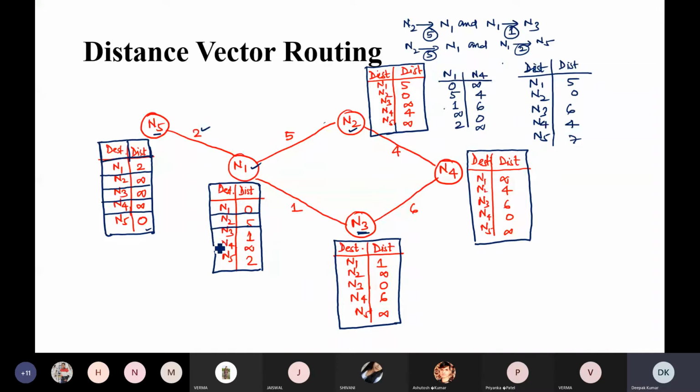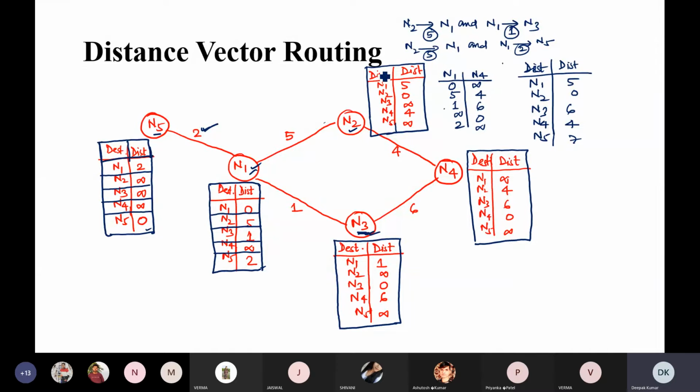Next, N1 to N3. N1 here, N3 is here. N1 to N3 is directly connected nodes, so the weight is known and it is 1. Next is N4. N4 is not connected directly to N1, so it is not defined. And N5 is directly connected with node N1, and the cost is 2. That's why here 2. In this way, all the nodes are created.